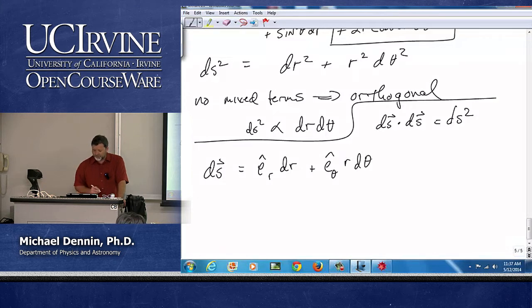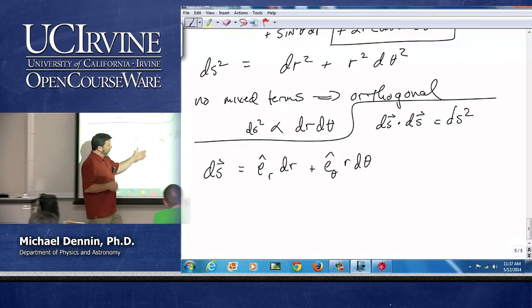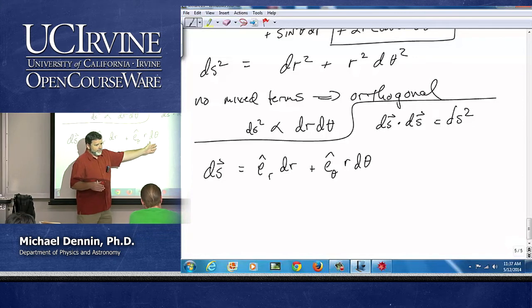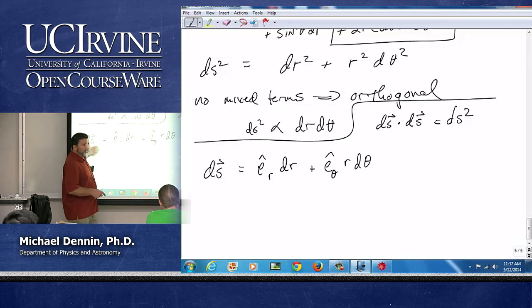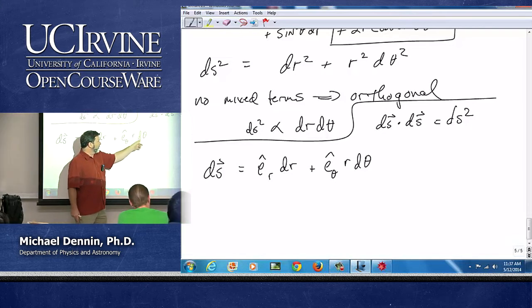And our differentials. So the differentials are not the unit vectors. The unit vectors are true unit vectors. Differentials don't have any length. Unit vectors have length what? 1. So this is what we mean by that differential ds. It has a value dr in the e_r hat direction and a value r dθ in the e_θ hat direction.